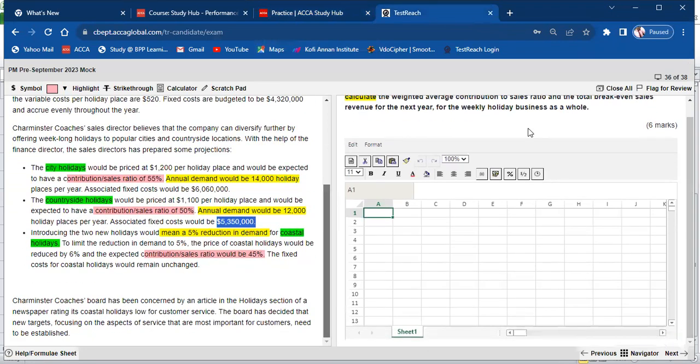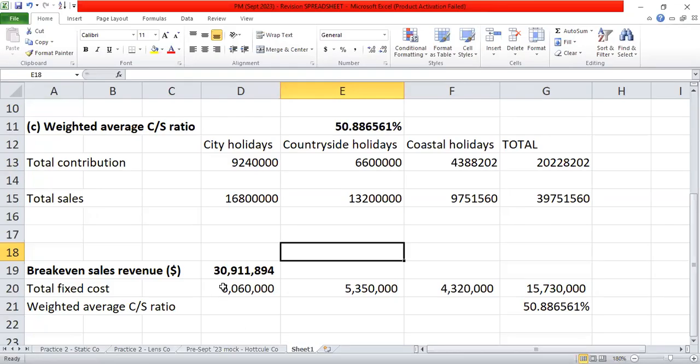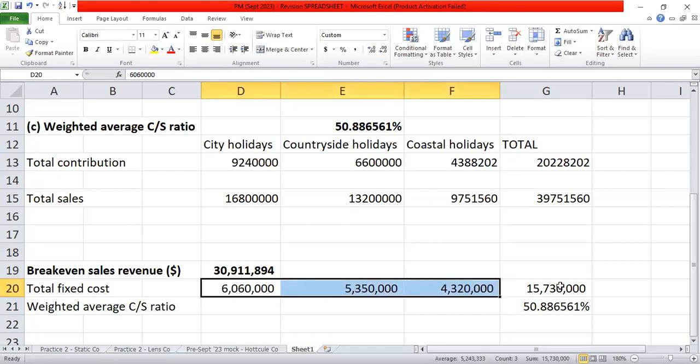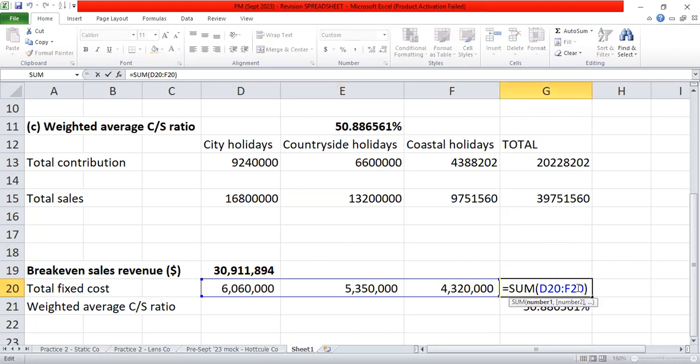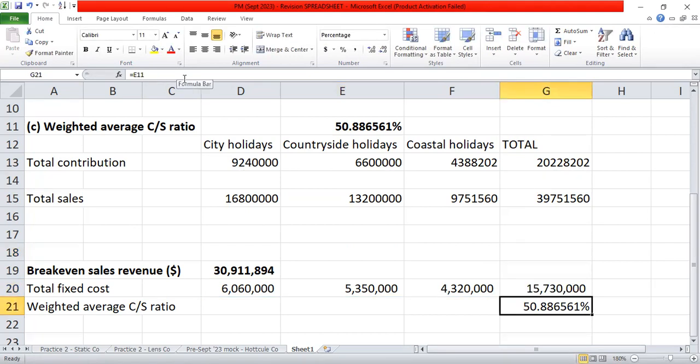Please, let's see the total fixed cost again. All right. Total fixed costs, I only repeated the individual fixed costs mentioned in the question, and I summed them up. 60 plus 53 plus 43.20. Right? Those were just given. They were easy numbers.